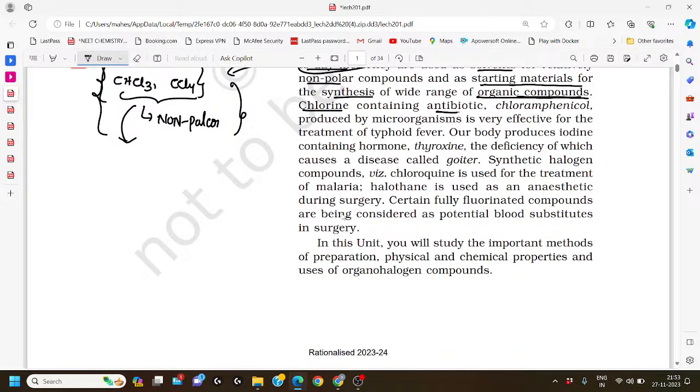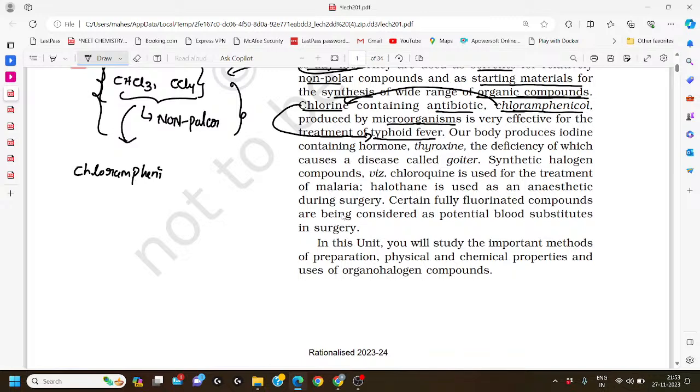A chlorine containing antibiotic, chloramphenicol, produced by microorganisms, is very effective for the treatment of typhoid fever. That means chloramphenicol, which has the antibiotic nature of chlorine, is used for the treatment of typhoid fever. Now let us try to understand the structure of chloramphenicol. From the exam point of view, there is no need to remember this chloramphenicol structure.